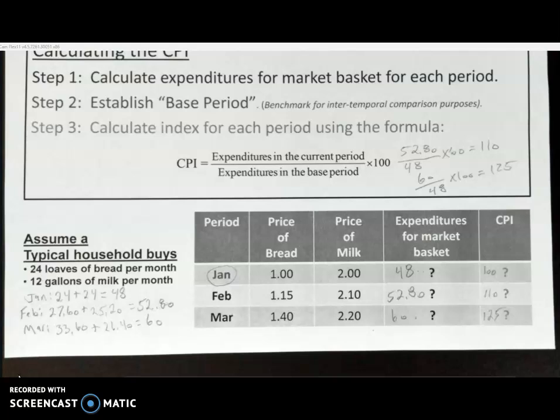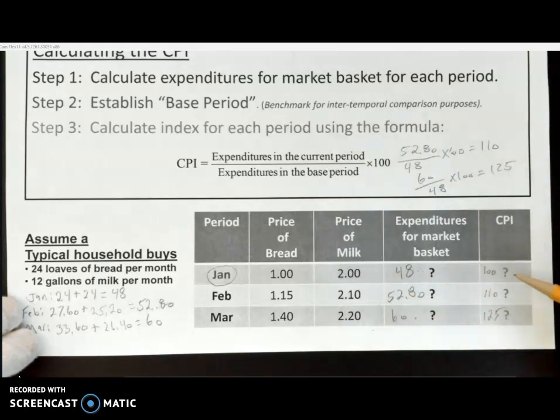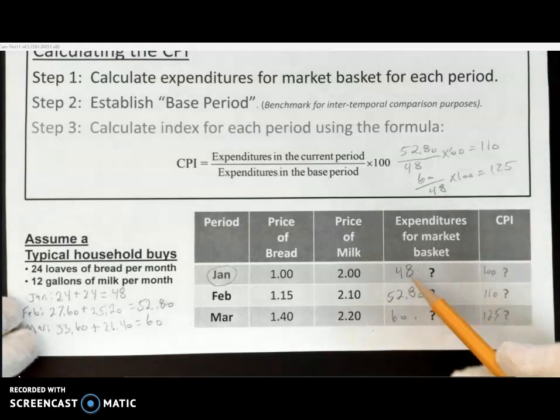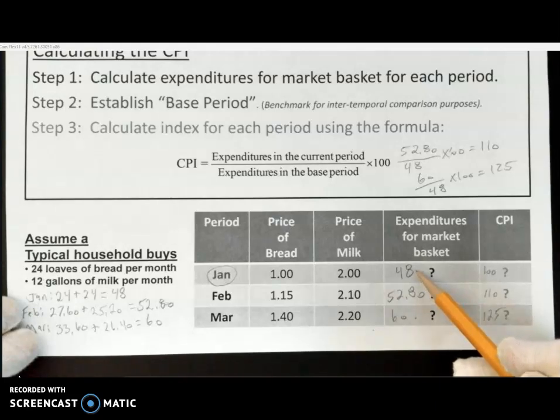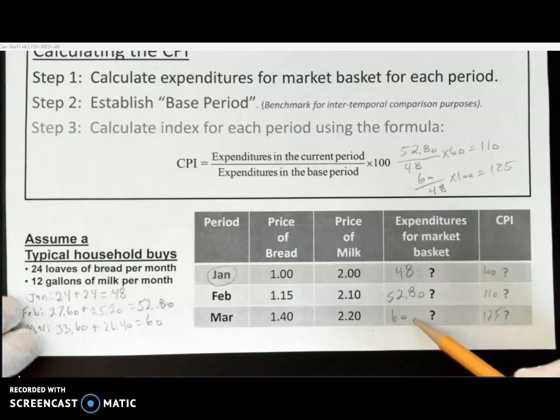So you can see inflation in two ways. You can see inflation by looking at the increased expenditures in the market basket, but you can also see it now because the index is going up. The index we're going to find is actually easier to read. For example, if you know that expenditures go from 48 to 52.80 between January and February, you know there's inflation, but it's hard to know what that percentage change is. But if you look at the index, it went from 100 to 110. Very easy to recognize that that's a 10% increase in prices. If you go from January to March, the expenditures went from 48 to 60. Well, that's not easy to do the math in your head and figure out what percentage change that is. But the index went from 100 to 125. So that's a 25% increase. And it makes it easier when using an index.